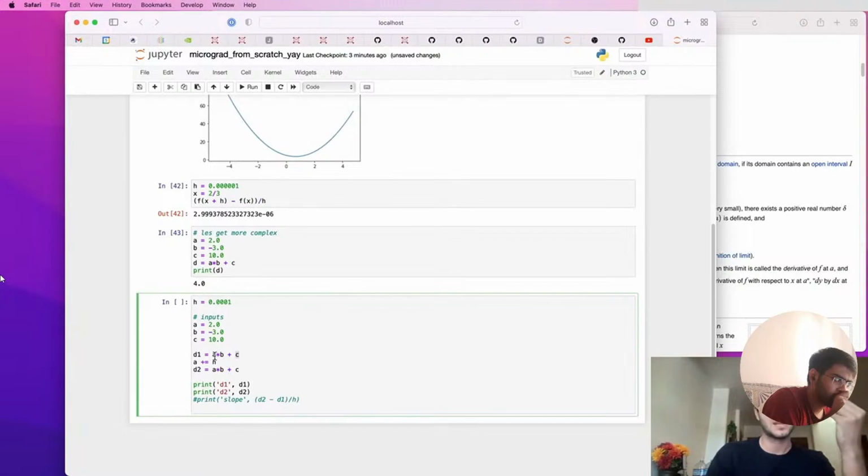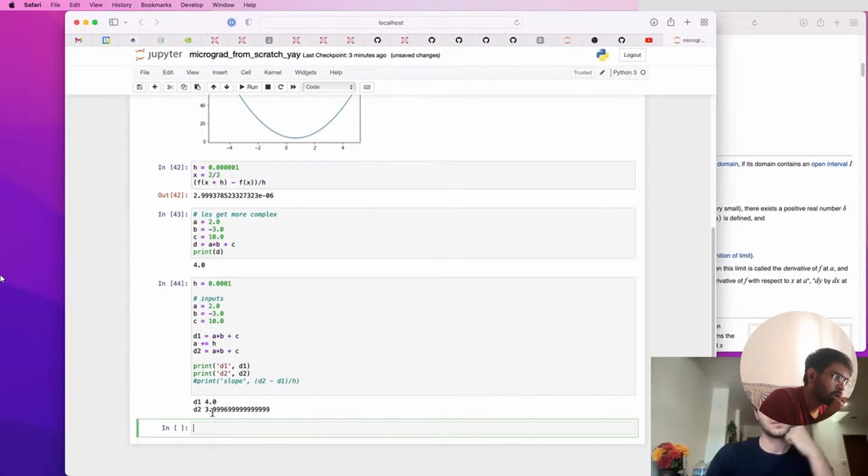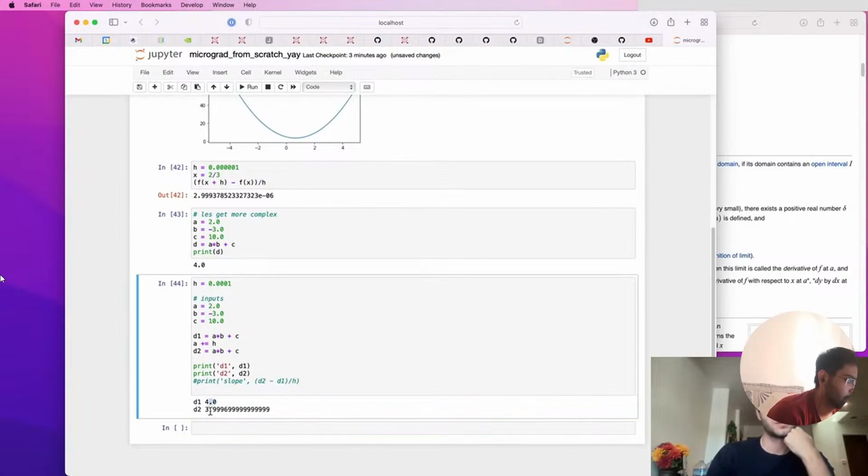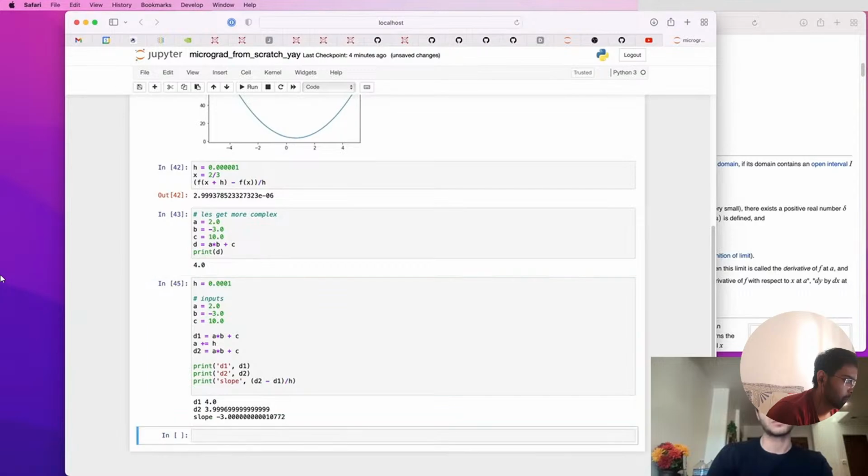A will be slightly more positive, but B is a negative number. So if A is slightly more positive, and because B is -3, we're actually going to be adding less to D. So you'd actually expect that the value of the function will go down. So let's just see this. It will go down. And so we went from 4 to 3.9996. And that tells you that the slope will be negative, because we went down, and the exact amount of slope is -3.